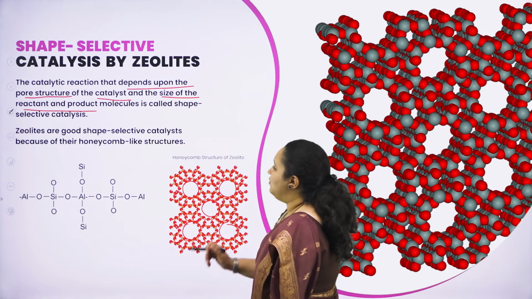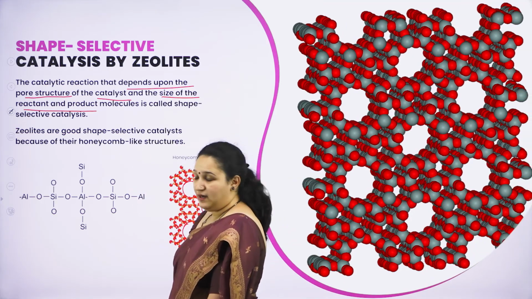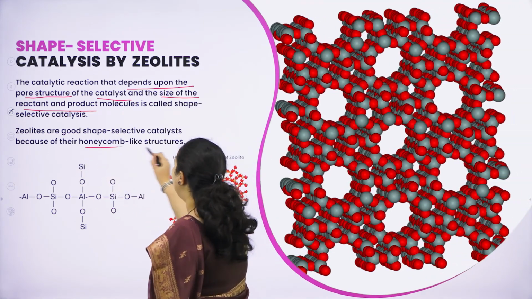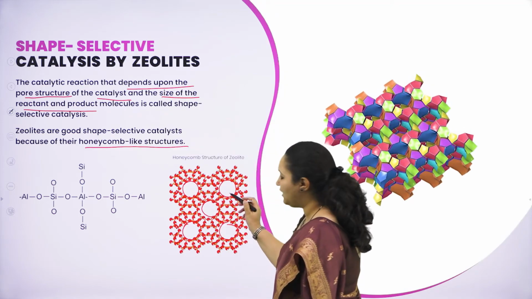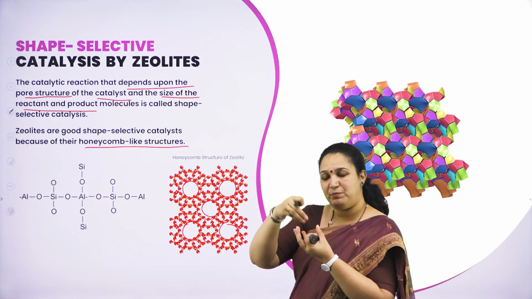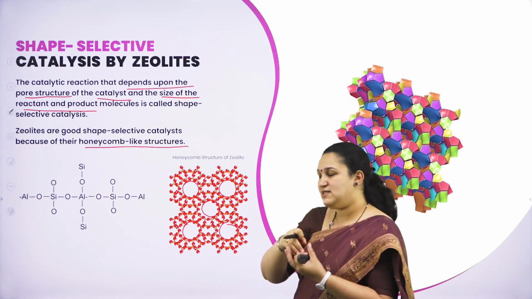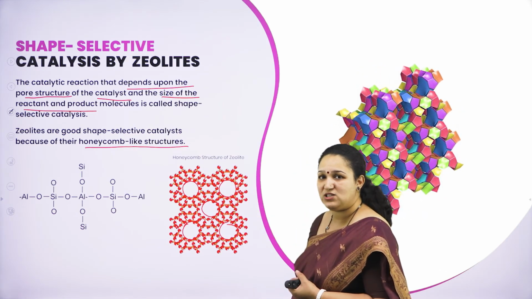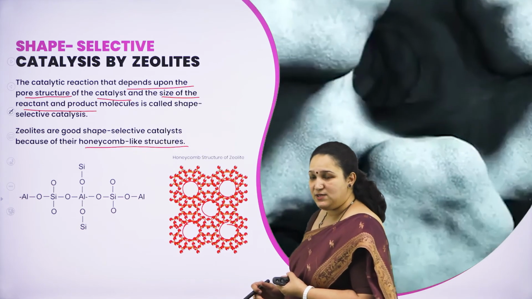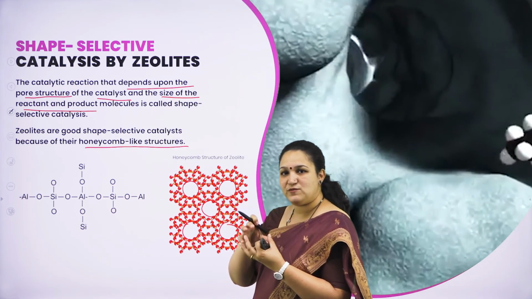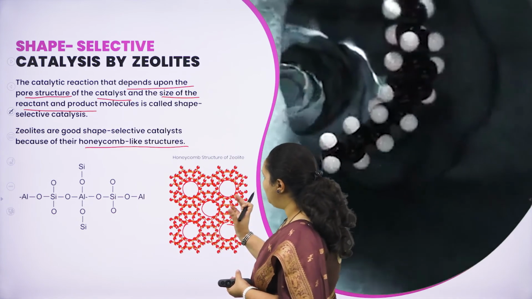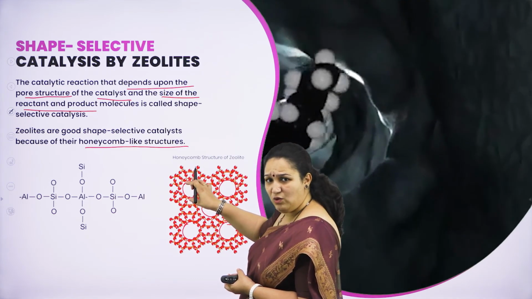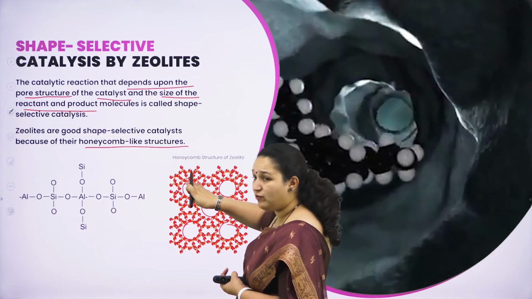Now, zeolites are a good example here because of their honeycomb-like structure. You can see it is like a honeycomb. In a honeycomb there are depressions or cavities. In the same way you can see them in zeolites also. They have got a honeycomb-like structure. Now what happens here is there is a particular pore size for a zeolite. The reactant will come and get attached here, or the reactant can move inside.